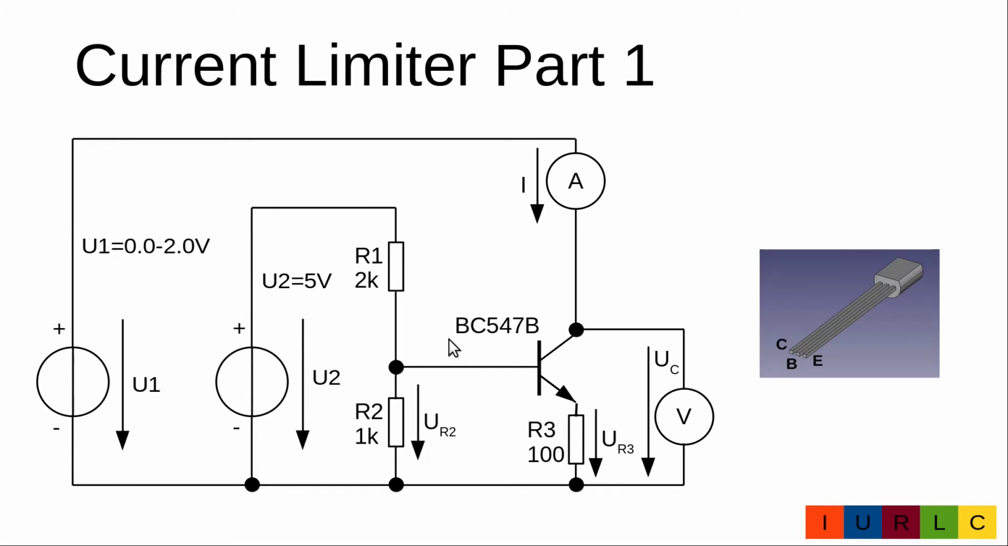Here's the circuit where we will do our measurements. We have the transistor BC547B, here is the pinout. We have a current sense resistor of 100 ohm. We have a voltage divider with 2K and 1K. We will measure the current into the collector and we will measure the voltage at the collector. The control voltage is always 5 volt. In our first measurement we will increase the collector voltage from 0 to 2 volt and check whether the current limitation starts roughly at about 1.4 volt.